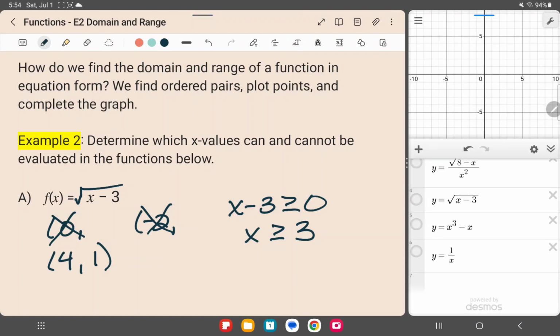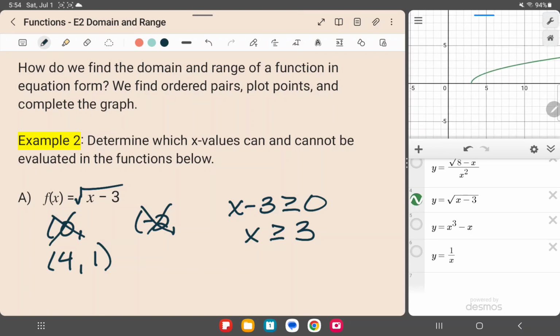I want to take a quick peek at this function just to see what it looks like. So I can see when I plug in 3, I get 0 on this green graph here. And then as I keep plugging in numbers that are greater than 3 for x, I get y values. Y values are going to go up and up and up because I'm going to take the square root of larger and larger numbers. Okay, let's try another one.